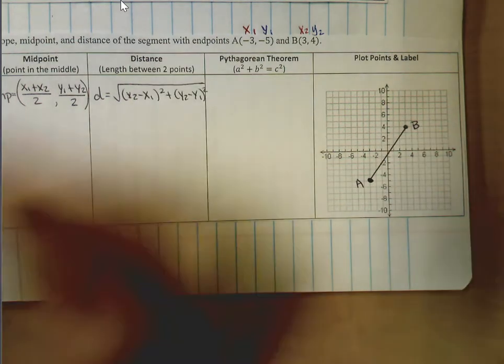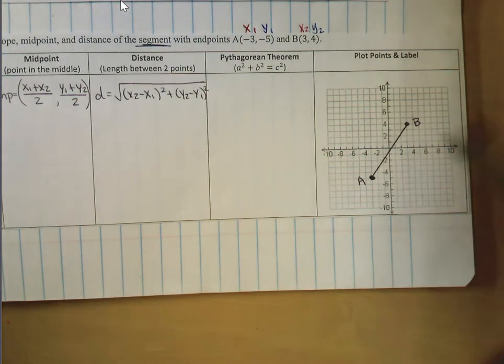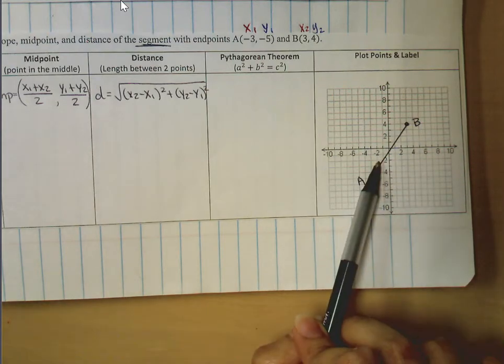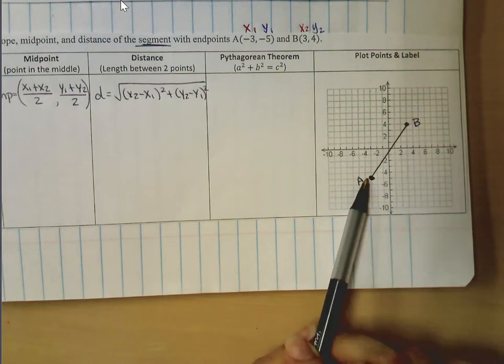It tells you right here the segment with endpoints A and B. That means that it has to stop at those 2 points. So I'm going to find the slope, but now using the slope formula, then I'm going to find the midpoint and then the length, the distance.